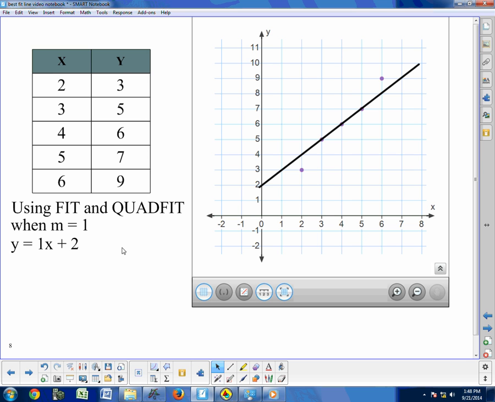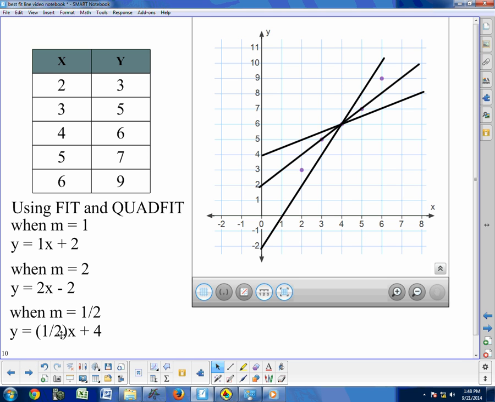Now, if we choose a different slope, say we choose a slope of 2, and we slide that line up and down, the y-intercept that minimizes that would be negative 2. Again, we could run FIT and QUADFIT to find that y-intercept of negative 2 for the slope of 2. And if we chose a slope of a half, then the y-intercept would be 4. No matter what slope we pick, there's a y-intercept that will minimize the sum of the squares of the vertical distances, and every single one of those lines passes through the same point.